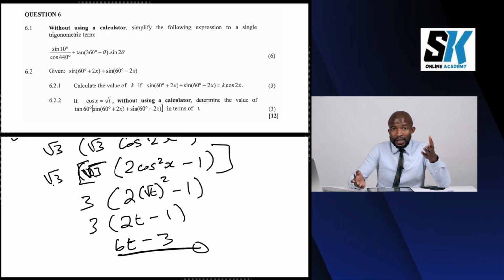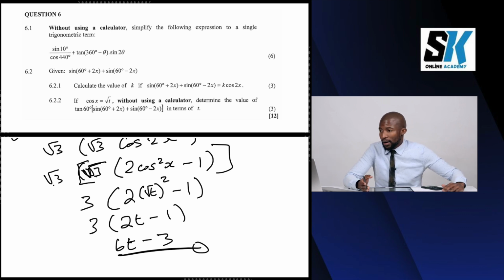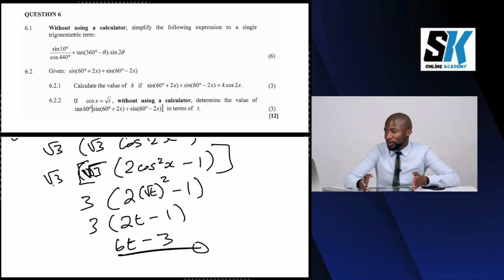So that was trigonometric equations or your trigonometry, which is also in question 6, and that was a 3 marks question, and that is the end of question 6.